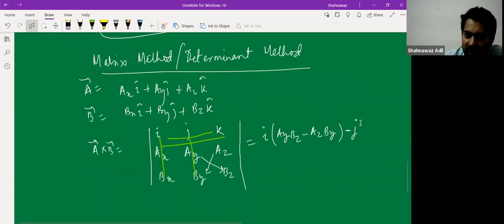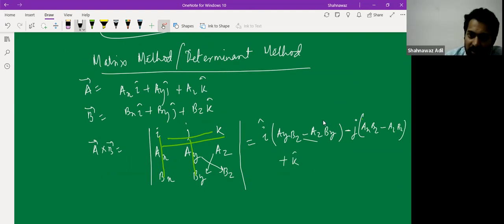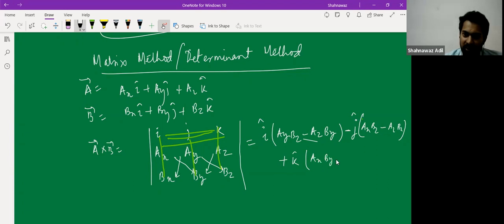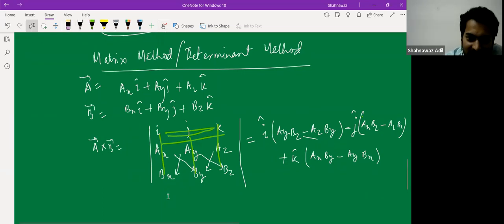So where was I? So this is AX, BZ minus AZ, BX, and then your K hat. K hat will be what? This one goes. So this will be what? AX, BY minus AY, BX. Okay. Understood? Yes, sir. You already know the determinant method.